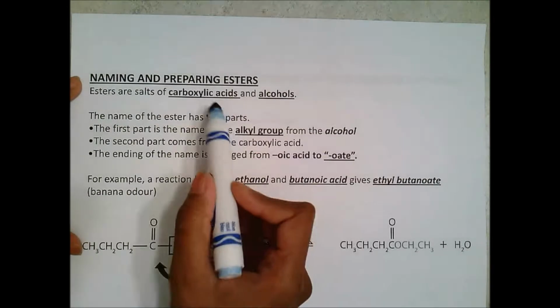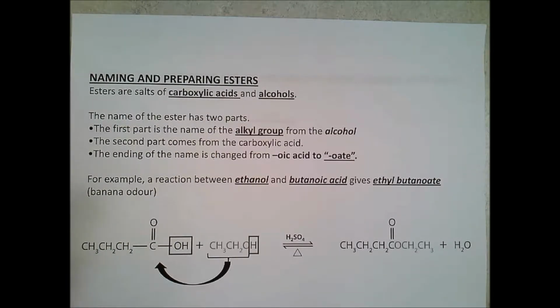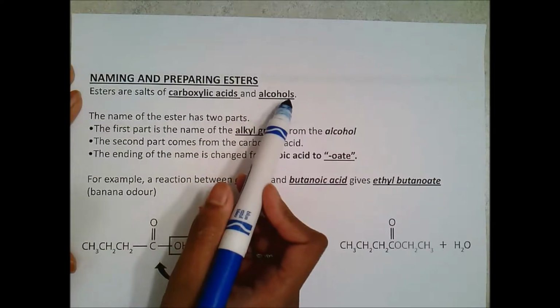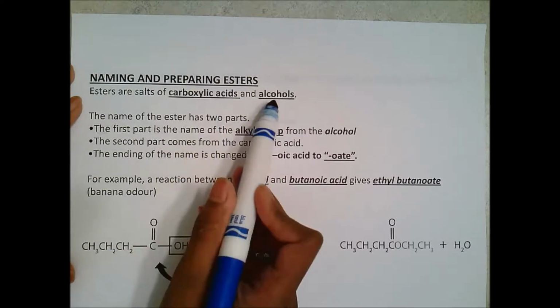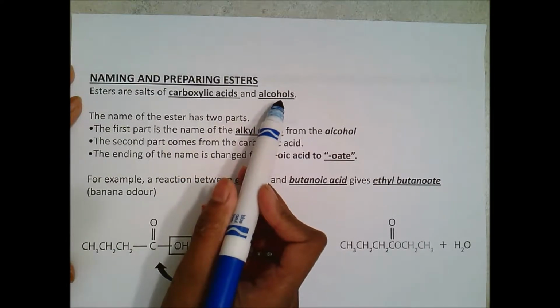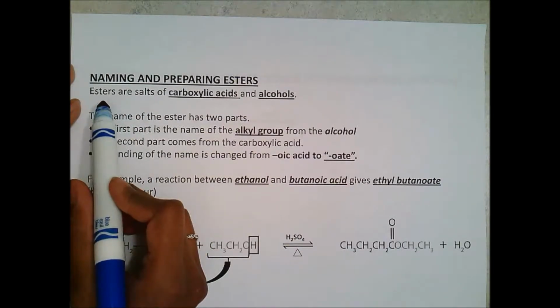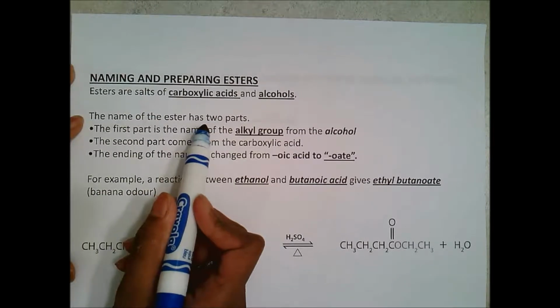So let's start off with naming and preparing esters. It's just easier to name them by looking at the starting materials that are required to make them. So remember that you need carboxylic acids and alcohols. So basically, if you have an acid and an alcohol, they can react and produce our ester here. The name of our ester has two parts.